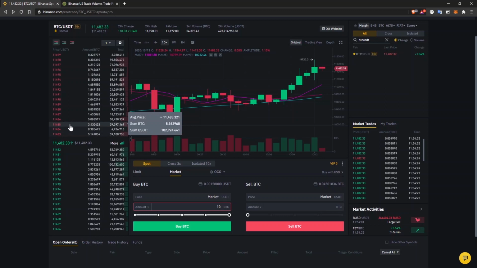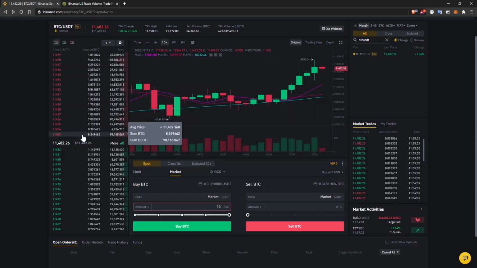So I think up to here, so maybe a bit of here. So it will buy all the orders up to $11,486. So with a limit order, I can select only to buy Bitcoin at 11,483 and wait for that order to be filled. With a market order, it will buy you at any price. So the price is not guaranteed.